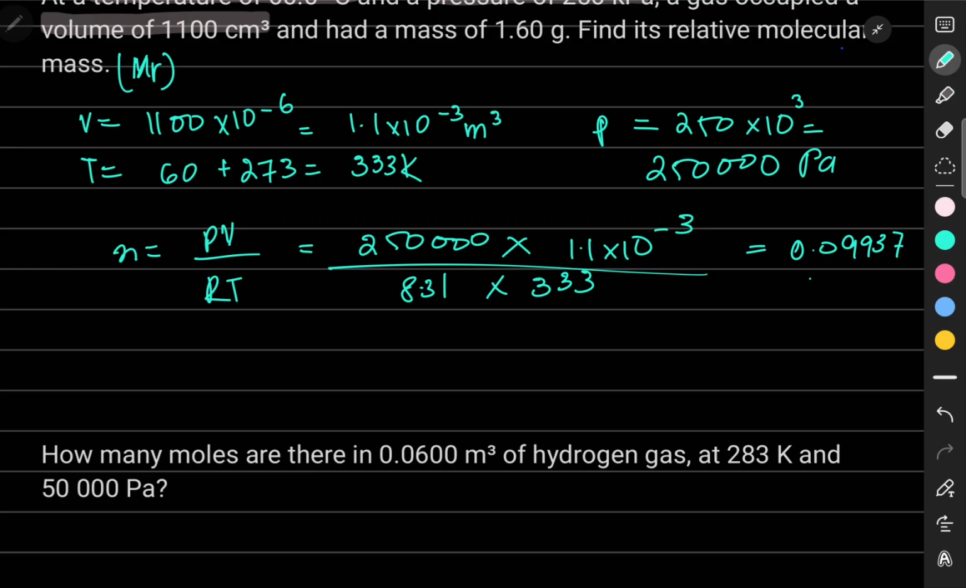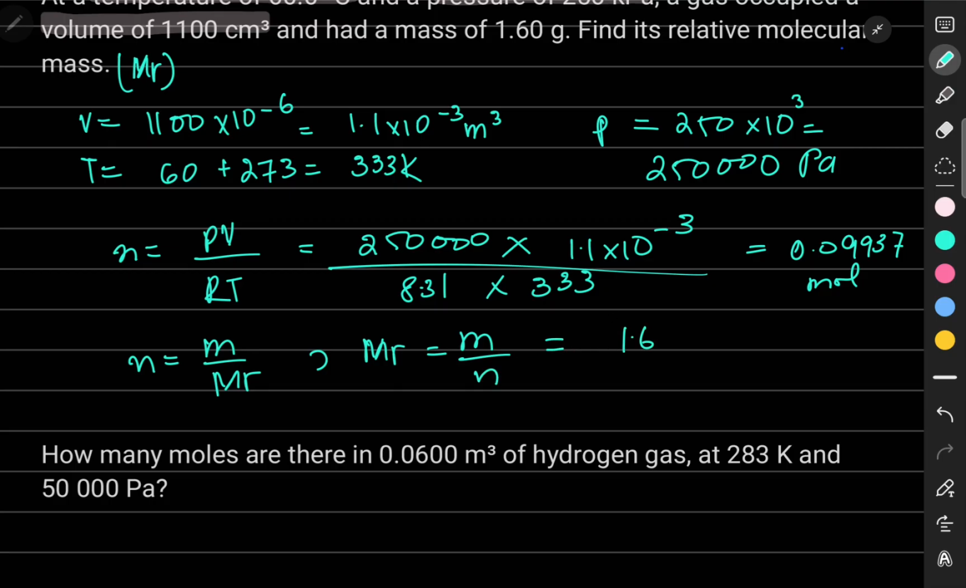0.0009937 mole. Okay, I have the number of moles. Now I need to find the molecular mass. So number of moles is equal to m over Mr. You rearrange the equation for Mr. So that's going to be Mr is equal to m upon n.